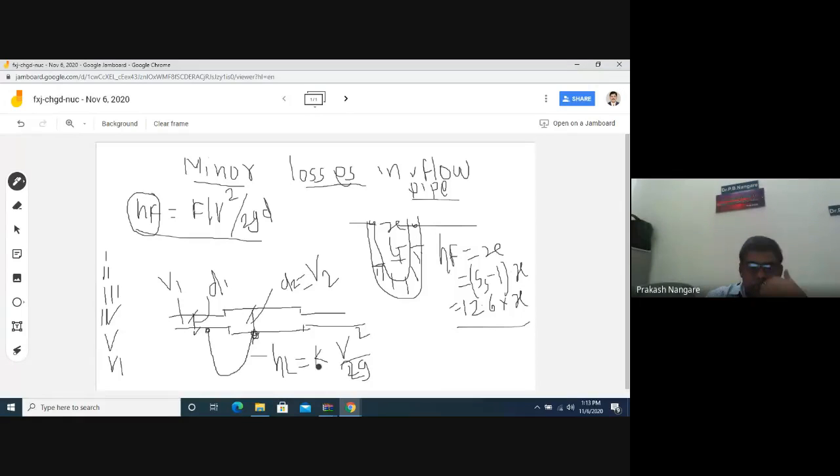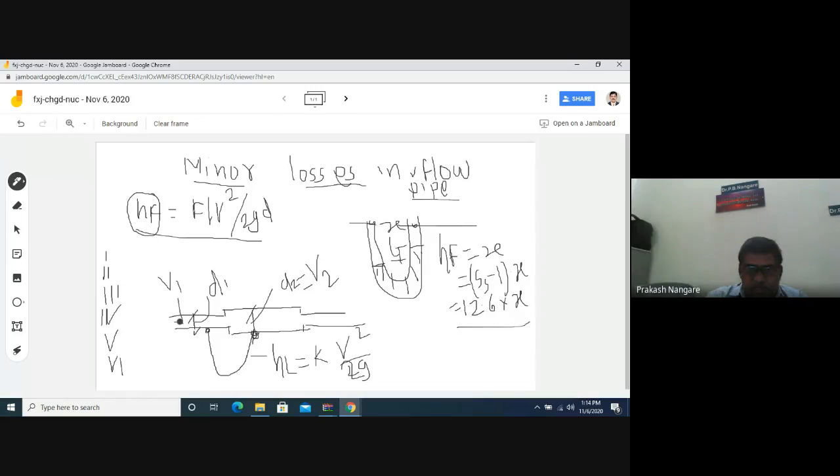K is the constant, and this constant you can find out if you know the velocity and the HL with the help of a U-tube differential manometer. You will get the value of K, and the range of this K value is from 0.5 to 1.0 up to 1.2. For example, this is the entry loss.